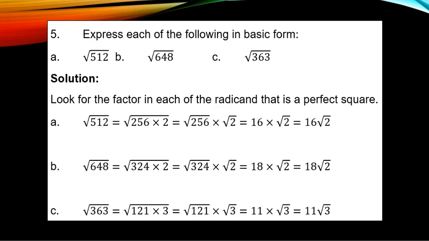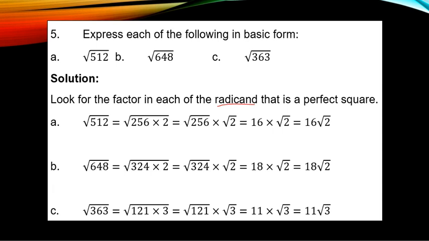Number 5, express each of the following in basic form: root 512, root 648, root 363. In lesson 1, we looked at basic and simplest form, where I told us that to get a basic form, it means in that simplest form there is a factor of the radicand. A radicand is the number under the square root.